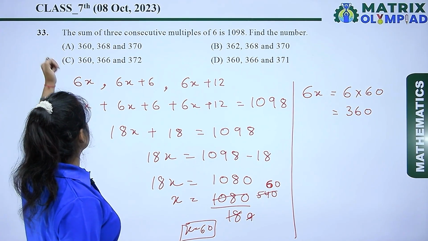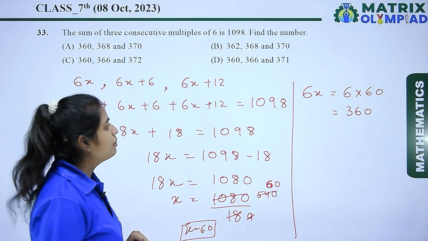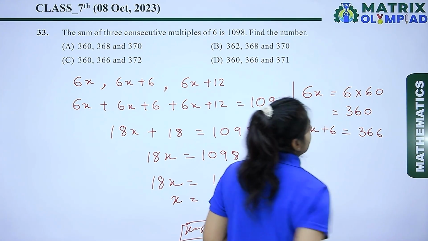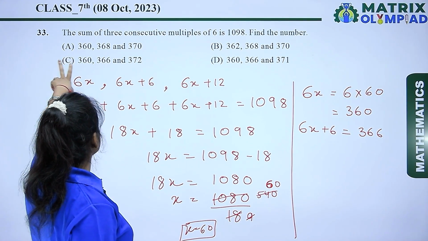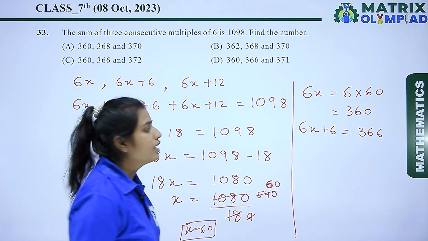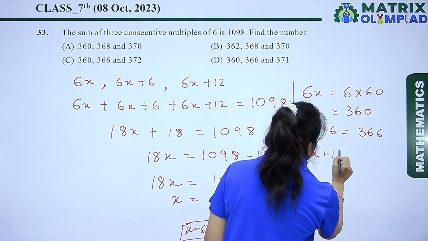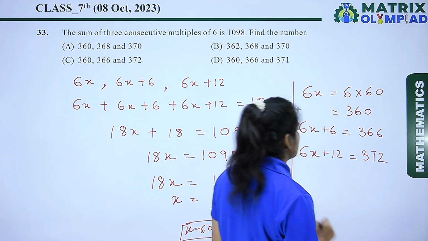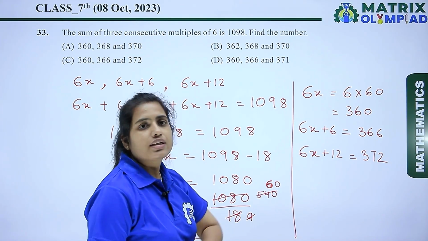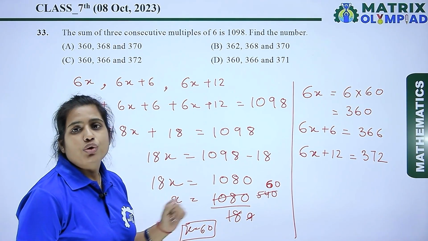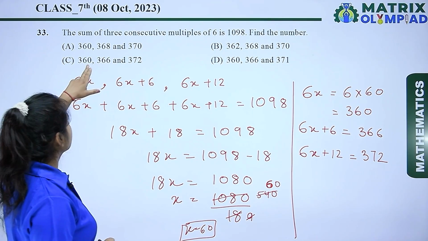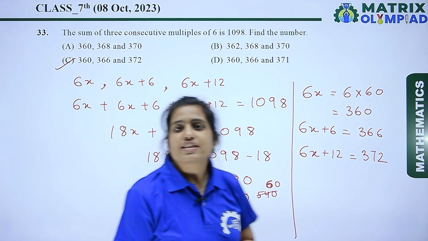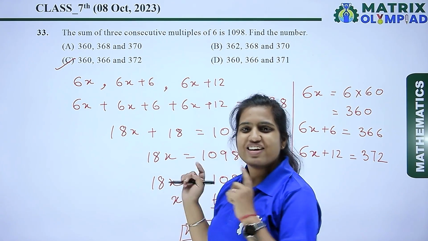Here we have options A, C and D with first number 360. Let's find out the second number, 6x plus 6. The number will be 366. Let's check 366. We have it in option C and in option D. Let's find out the next number, 6x plus 12, that is equal to 372. So we got the three numbers, that is 360, 366 and 372, in option C. So option C is the correct answer. Let's begin with the next question.